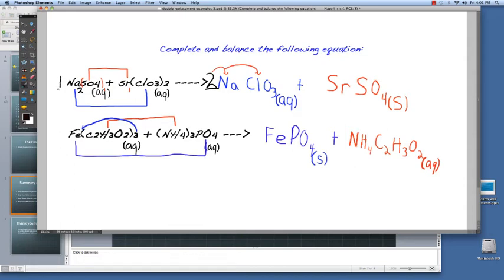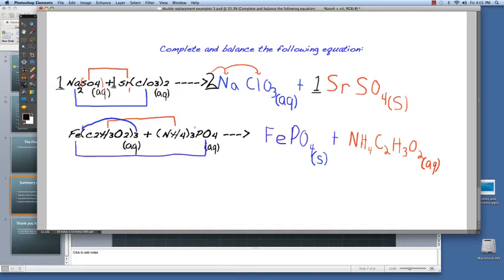So I would go ahead and put a 1 here. I'd go ahead and put a 1 here as well. And then of course over here. And this would be a completely balanced reaction. And I could see that the sum of the coefficients would be 5 in total.